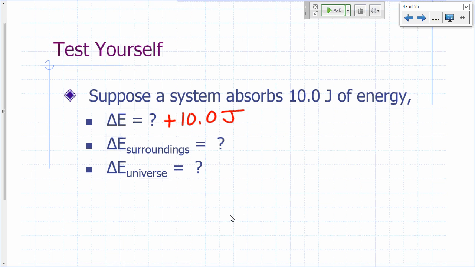What's the delta E for the surroundings? If 10 joules went into the system, where did it come from? So what happened to the surroundings? It lost 10 joules. So delta E for the surroundings is negative 10.0 joules. What's delta E for the universe? It's always going to be 0, right? The energy of the universe is constant.